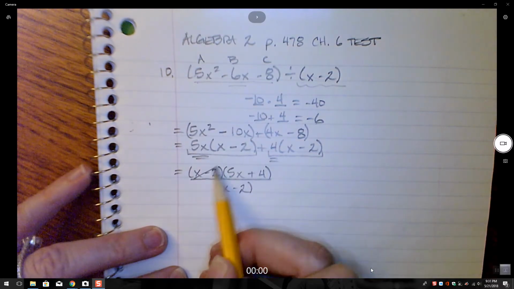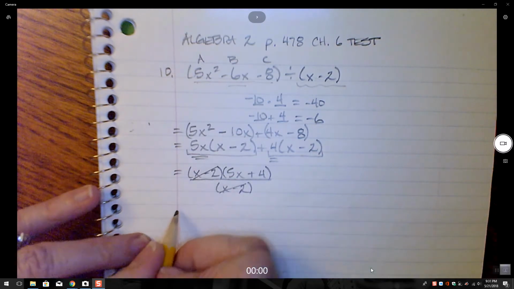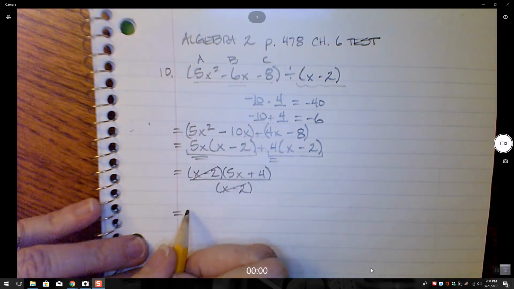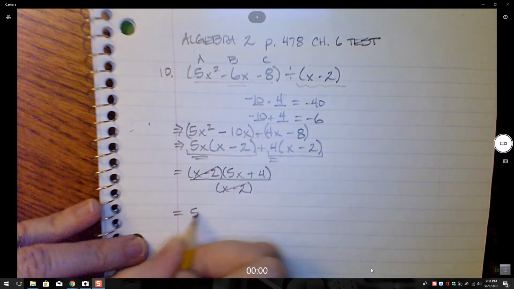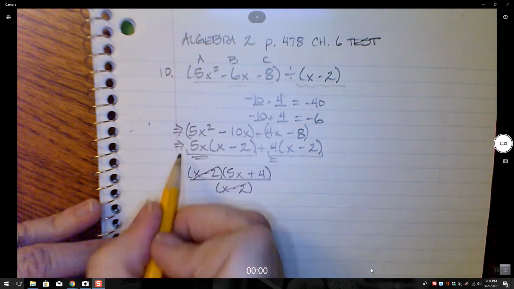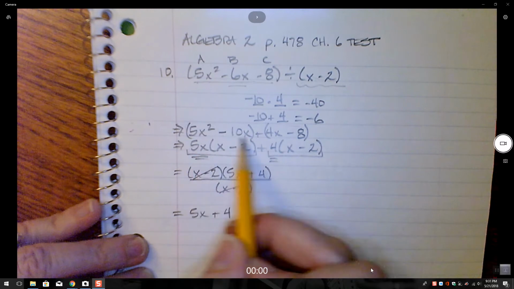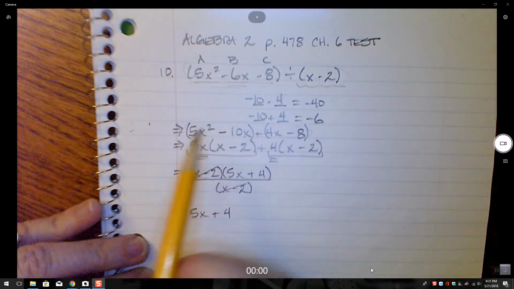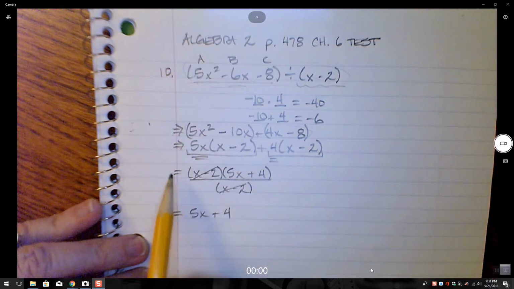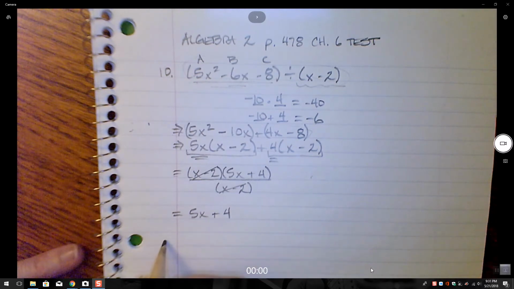The numerator and denominator cancel each other out, so what we get is 5x plus 4. I put these arrows there because really this doesn't equal this, it only equals this. So all of this equals all of that, and that boils down to this. Done with 10. All right, 11.